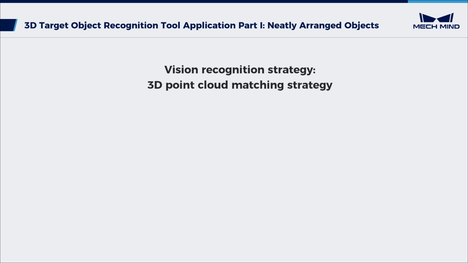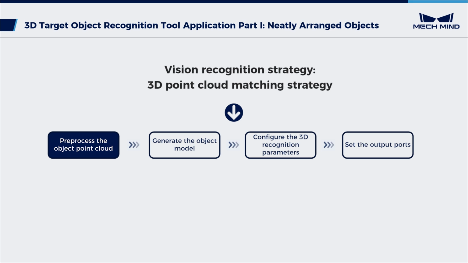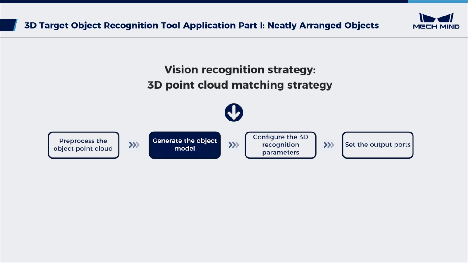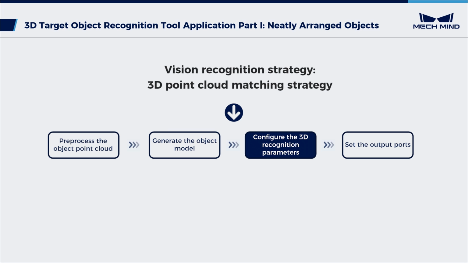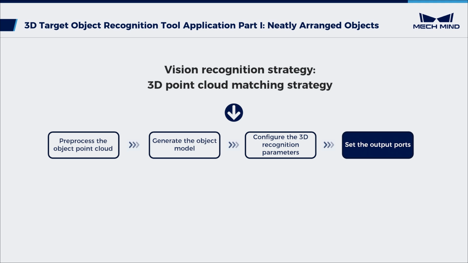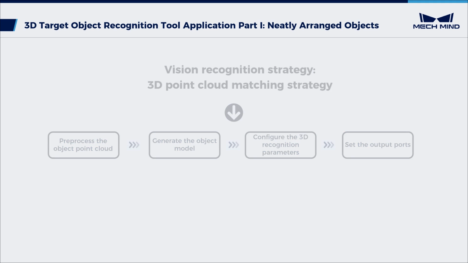With this strategy, the process of parameter configuration using the tool includes 4 steps. Preprocess the object point cloud. Generate the object model. Configure the 3D recognition parameters. And set the output ports. Now, let's begin the specific operation.